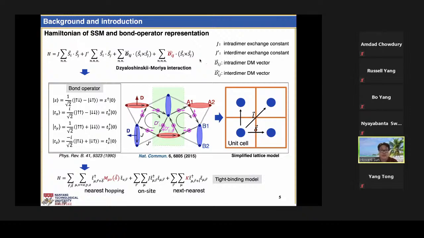Mathematically, we describe this SS model by this spin Hamiltonian. We consider the exchange constant and also the diamond interactions with different distances, and a very popular way to solve this Hamiltonian is to use the bond operator formalism. We can transfer this spin Hamiltonian into an effective triplon Hamiltonian. So the spin dimer model can be simplified into a lattice model, which we discussed in this paper several years ago.